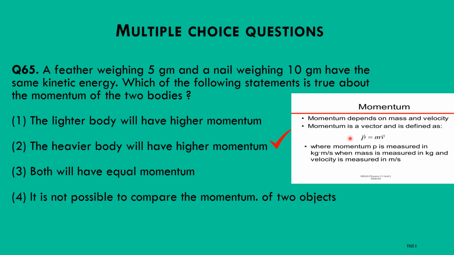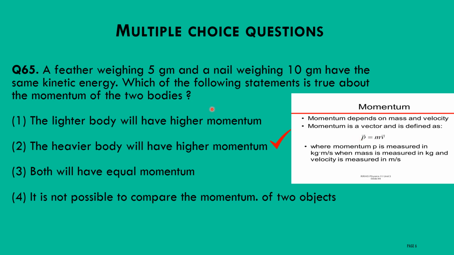How can we express momentum mathematically? P is equal to m into v. Otherwise, P is directly proportional to mass into velocity. When mass of the body increases, momentum also increases. In the same way, when mass decreases, momentum of the body also decreases. If velocity of the body increases, momentum also increases. If velocity decreases, momentum also decreases. Directly proportional means if one quantity increases, the other also increases.